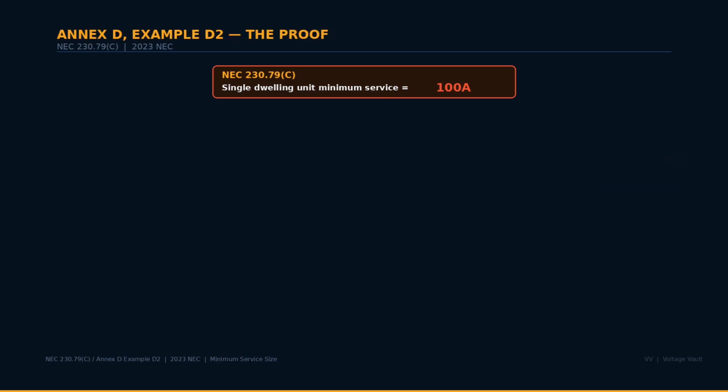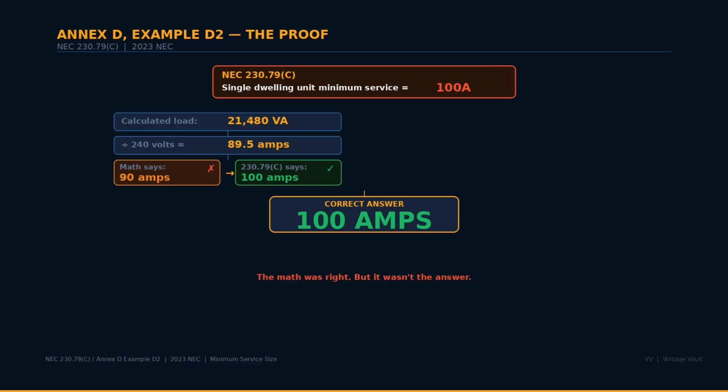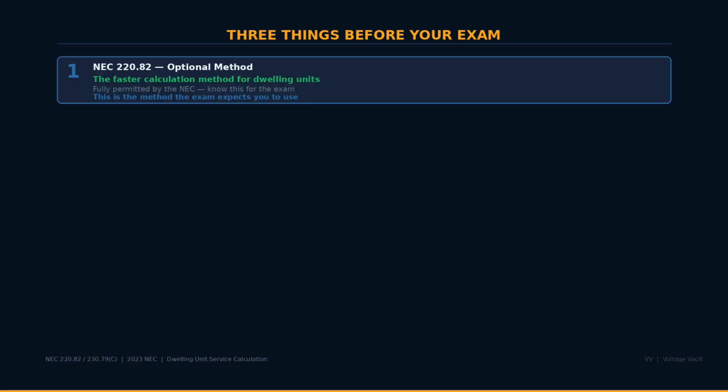Annex D, Example D2, shows it perfectly. The calculated load is 21,480 volt-amps. Divide by 240 volts, and you get 89.5 amps. The math says 90. But Section 230.79C says minimum 100 amps. Correct answer, 100 amps. 3 things to remember before your exam.